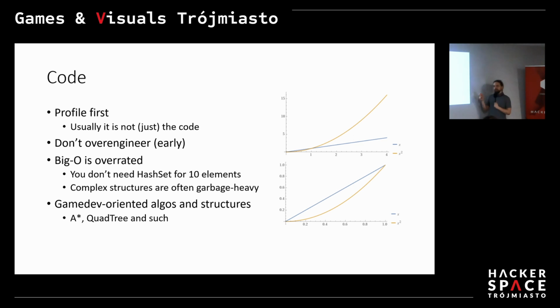But you still have to remember special game dev algorithms. It's case by case, I just mention a few. A star is a search algorithm on the grid, which is really useful, you don't just want to flood fill or do something like that. And a quad tree is a way to partition the area and group objects around.